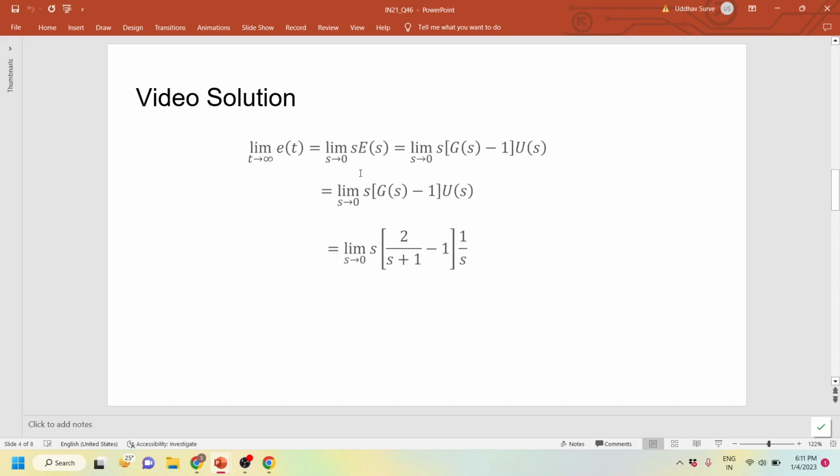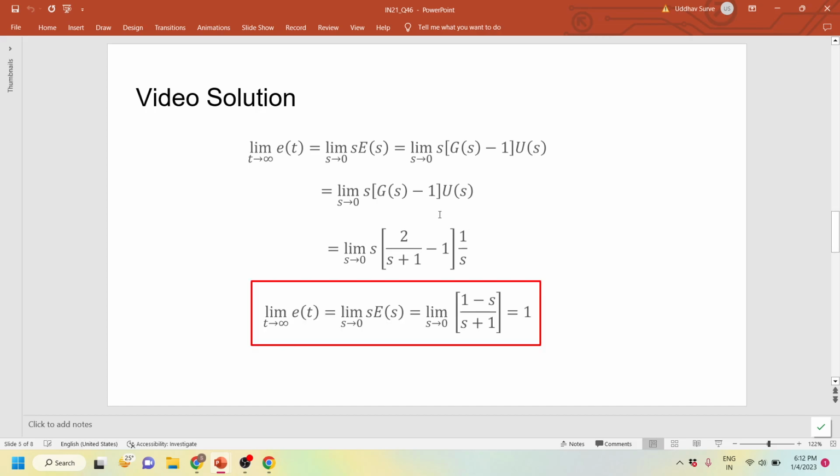Now by substituting all the values given in the question, g of s is 2 upon s plus 1, minus 1, multiplied by s as per the definition of the final value theorem, and the Laplace transform of u of t is 1 by s. When we solve all this, the final value of the error amounts to 1 after simplifying everything. So this is the Laplace domain approach.